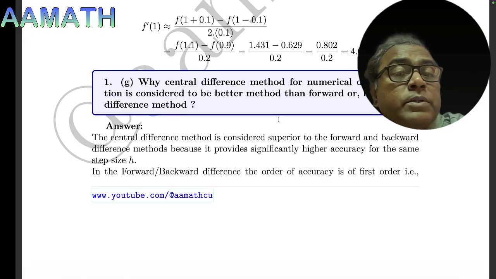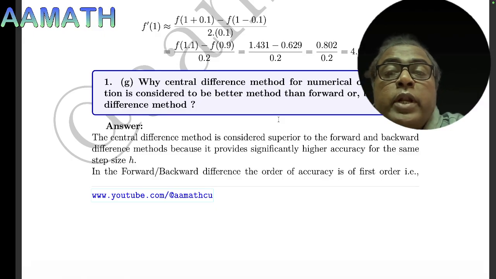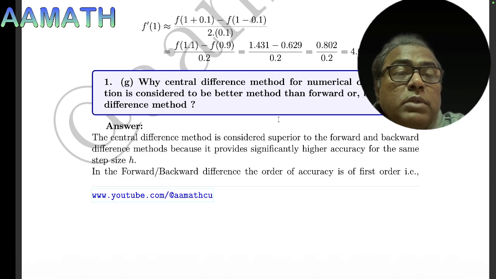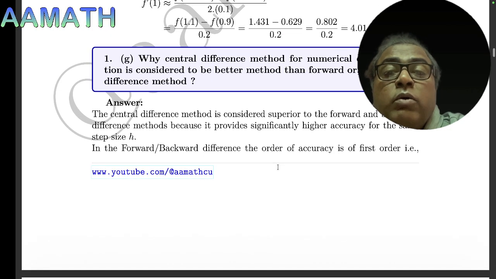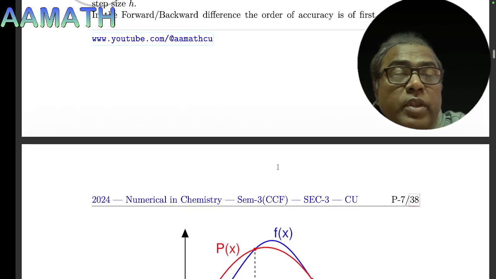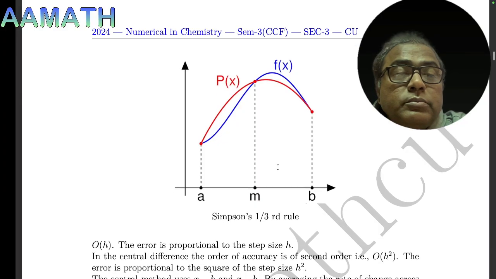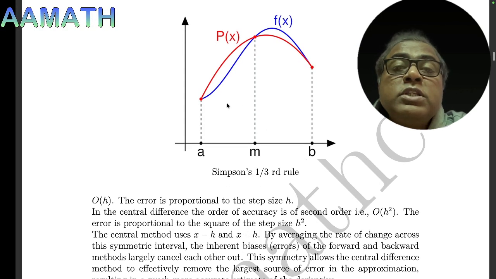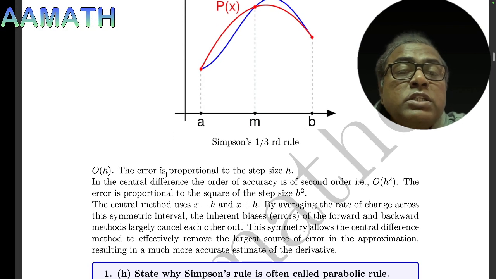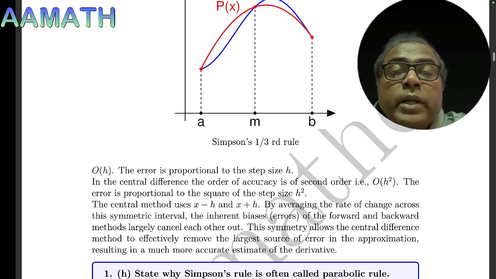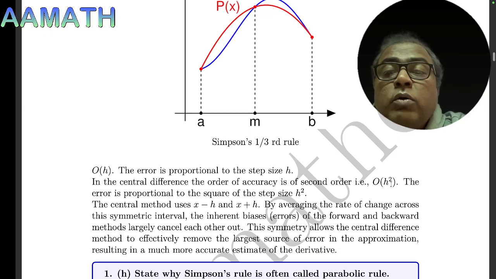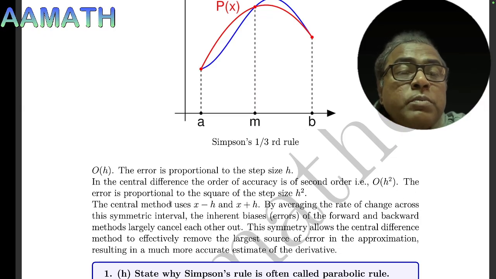Central difference method is considered superior to the forward and backward difference methods because it provides significantly higher accuracy for the same step size h. In the forward and backward difference, the order of accuracy is of first order, and this is the error. Actually, this figure is for Simpson's one-third rule. The error is proportional to the step size h. In the central difference, the order of accuracy is of second order, that is, of the order of h squared. The error is proportional to the square of the step size, h squared.